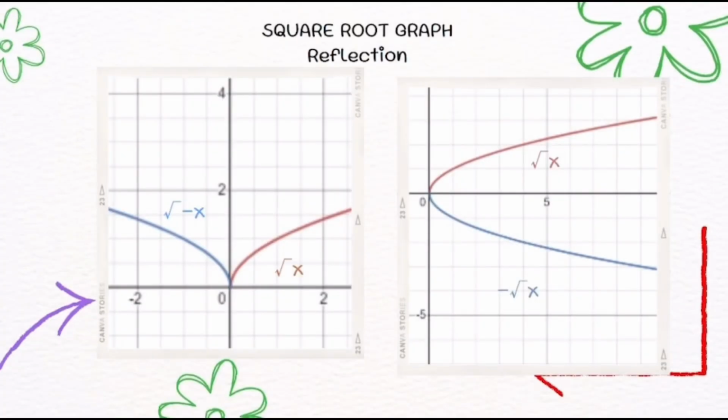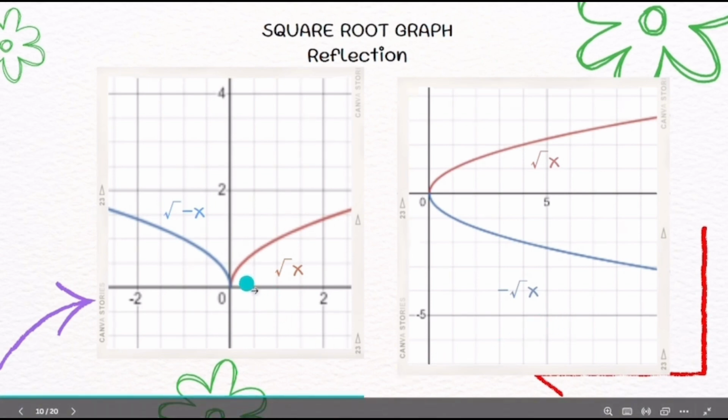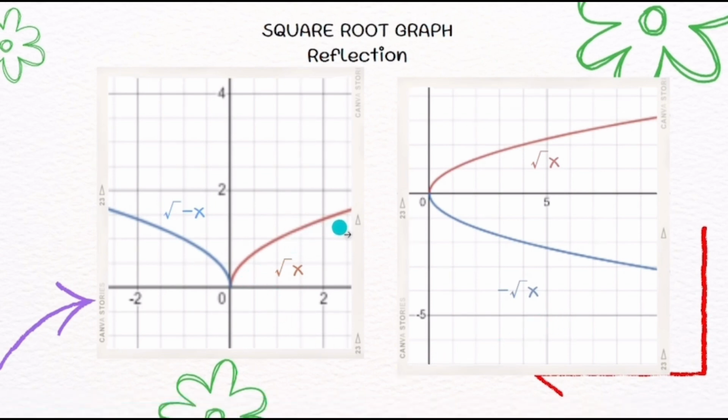I would like to talk about the square root graph's transformation. The first transformation we will be looking at is the reflection. As we can see, this is the original square root graph. The equation for this graph is square root x.